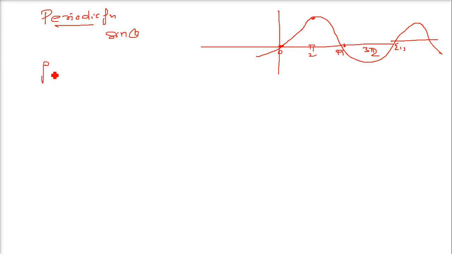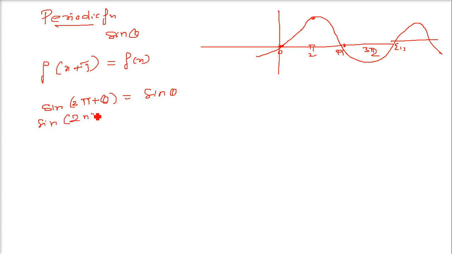So the definition is, when we have f of x plus t, that is, for this time period it runs and again becomes f of x, that means it is a periodic function. For example, if you say sine of 2 pi plus theta, it will be sine theta. The value remains the same. So we will have a general form like this, sine of 2n pi plus theta will always be sine theta. So sine theta is a periodic function.